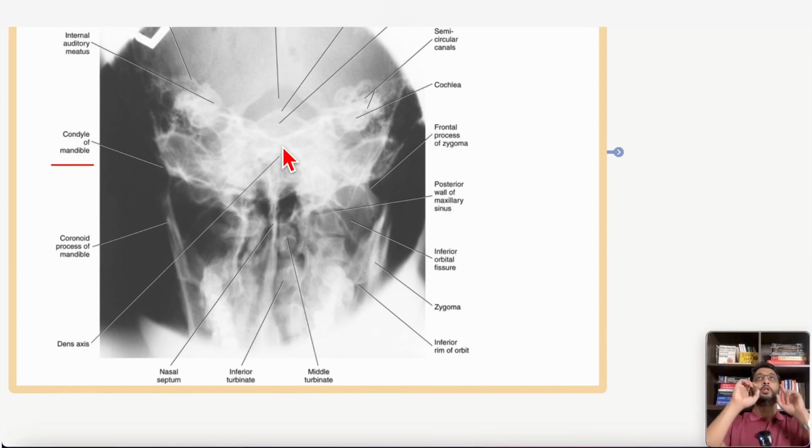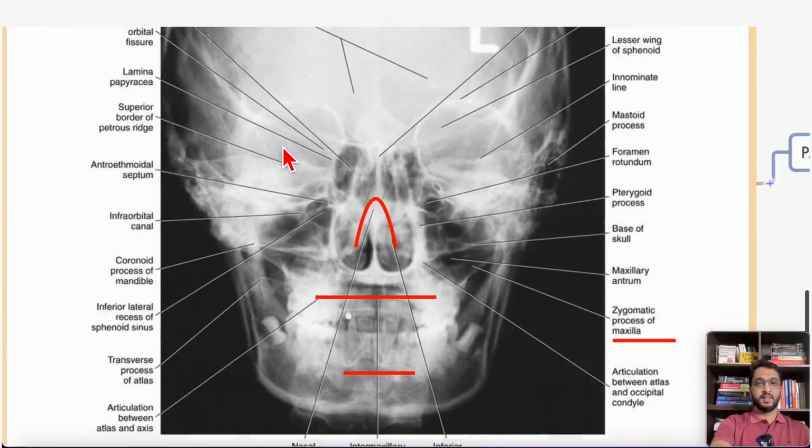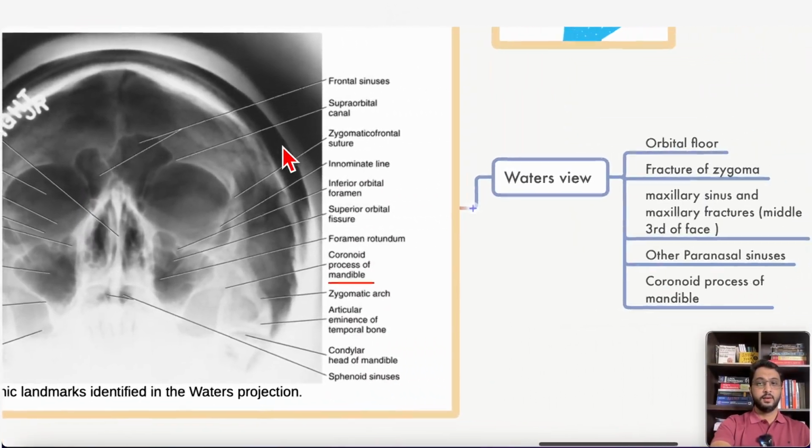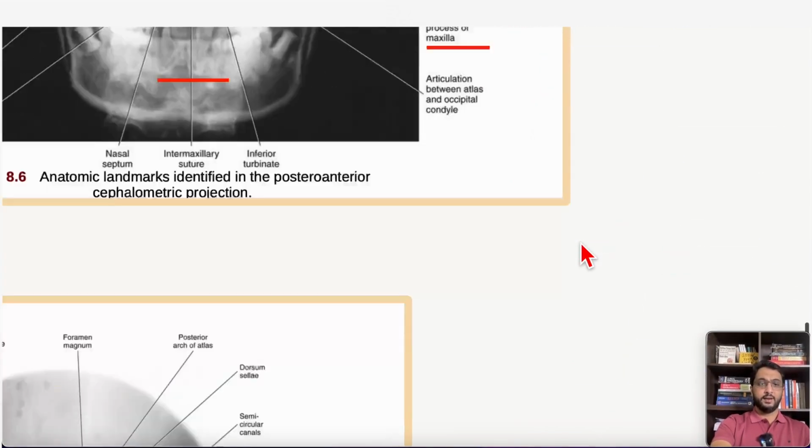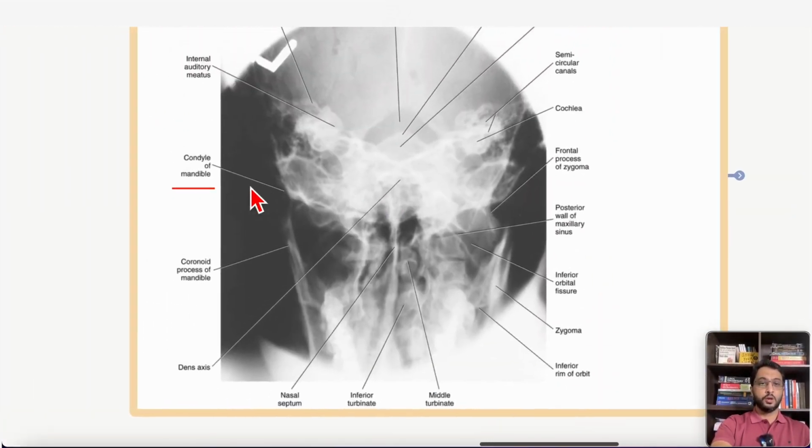Look up, you see your sinuses. Remember I told you, look up, you see your coronoid process, you see your orbit, orbital bone fracture, your zygoma, come down your maxillary sinus, isn't it? And your coronoid process majorly. Did we miss anything? Yeah, zygoma, maxillary, paranasal, coronoid. But now you look down, you see your condyle.